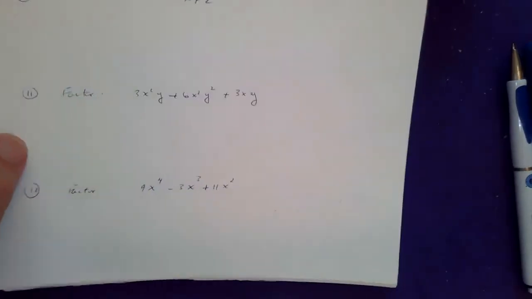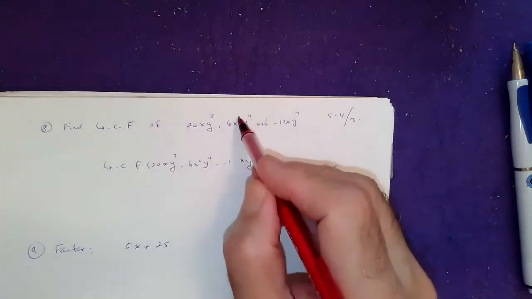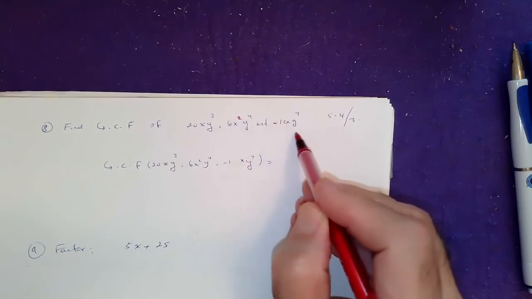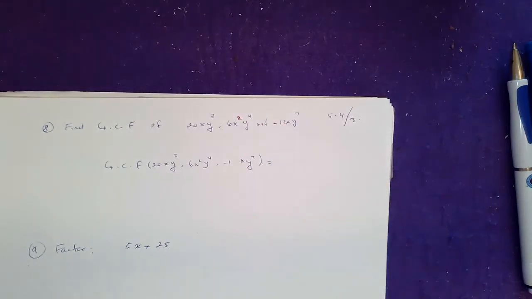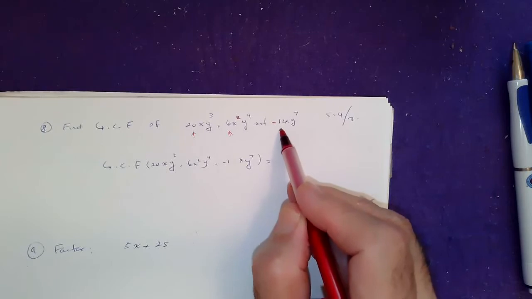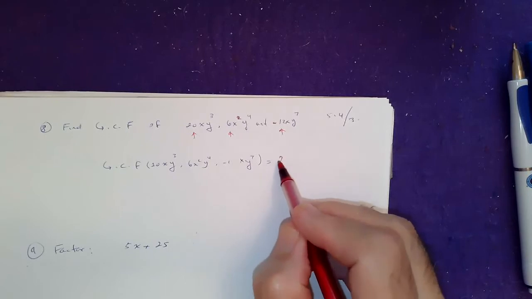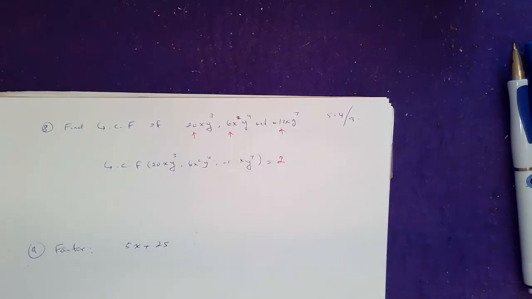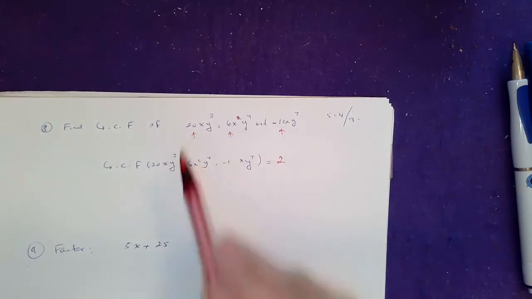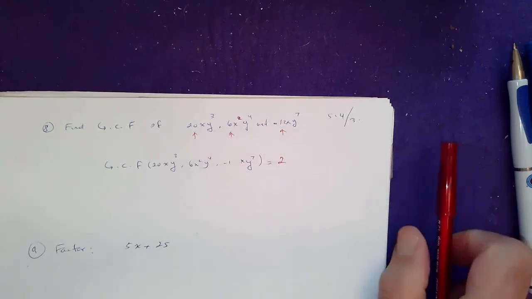What would be the greatest common factor of 20xy cubed, 6x squared y to the 4, and negative 12xy to the 7? Well, between 20, 6, and negative 12, I believe 2 is the greatest common factor. 2 is the largest number which divides into 6, 12, and 20. Between the x's, let's see first of all, do all of these terms have x?